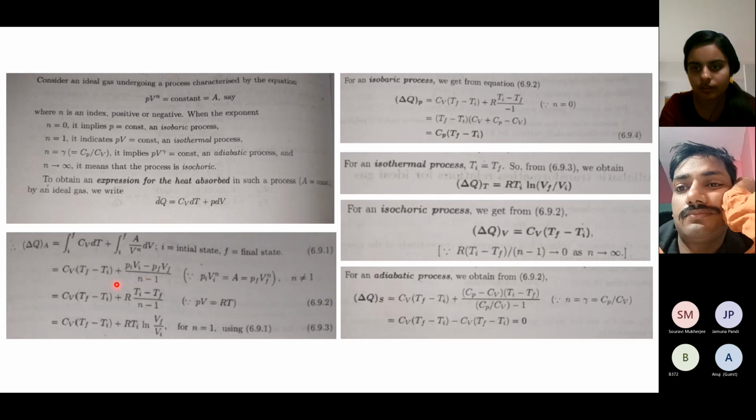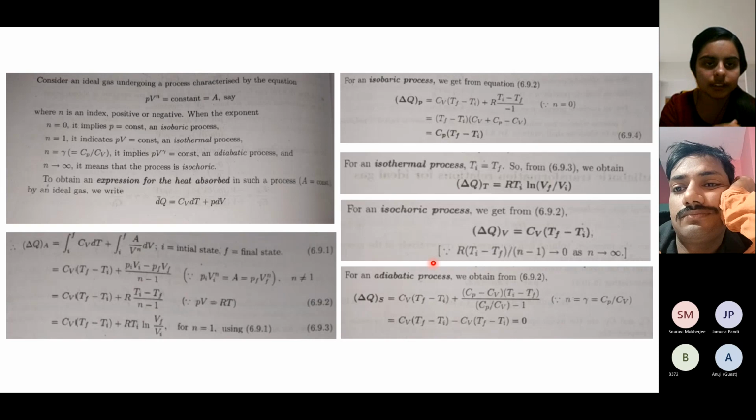And then when we have an adiabatic process, we will use the general formula, which is this. And here n is given by gamma. So if we replace n by gamma and do some simplifications, we see that delta Q is equal to 0. And this is what is expected, right? For an adiabatic process, delta Q is always 0. So it holds, and that means what we are doing is correct.